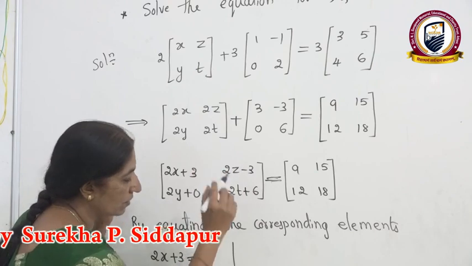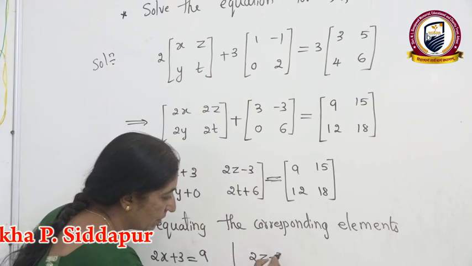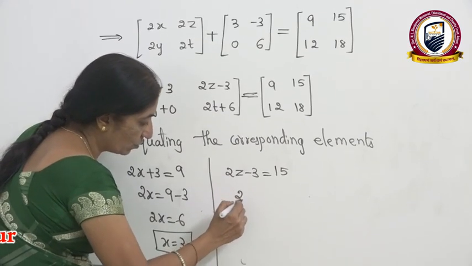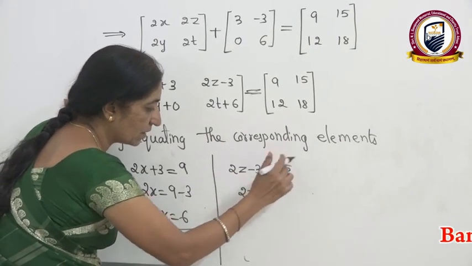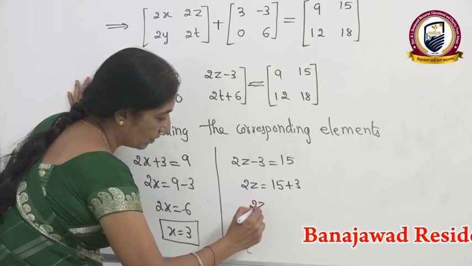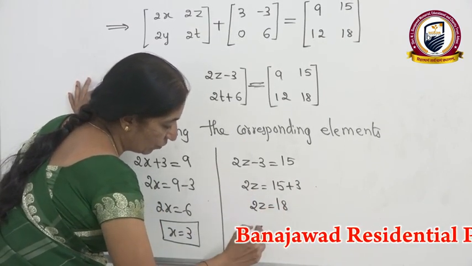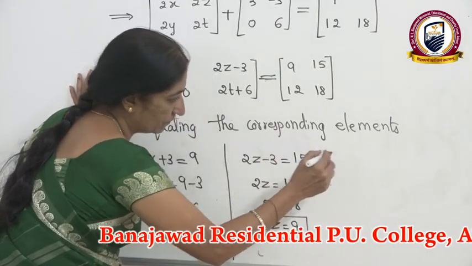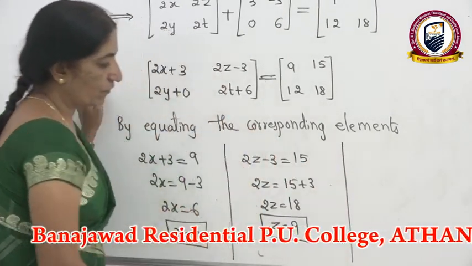See the next one, 2z minus 3. Here we have 15. So what is 2z then? Taking minus 3 to the other side it becomes plus 3. It is 15 plus 3. 2z will be 18. What is z then? z is 9. Yes, I think you are following.